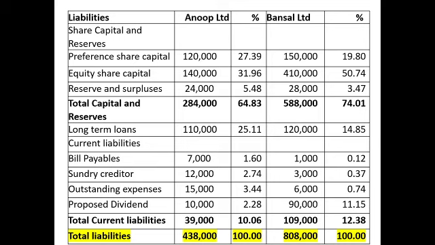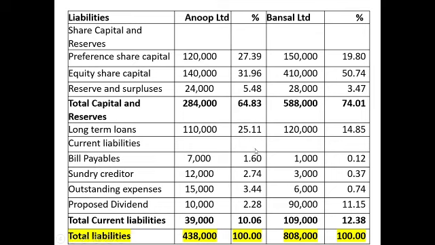Similarly, equity share capital is having nearly 31% or 32% we can take. Fine. Next, reserves and surplus is having 5.48%. So total shareholders' equity is 64%. Next, long term loan, they're having 25%. So I will get 25%: 1,10,000 divided by 4,38,000 into 100.